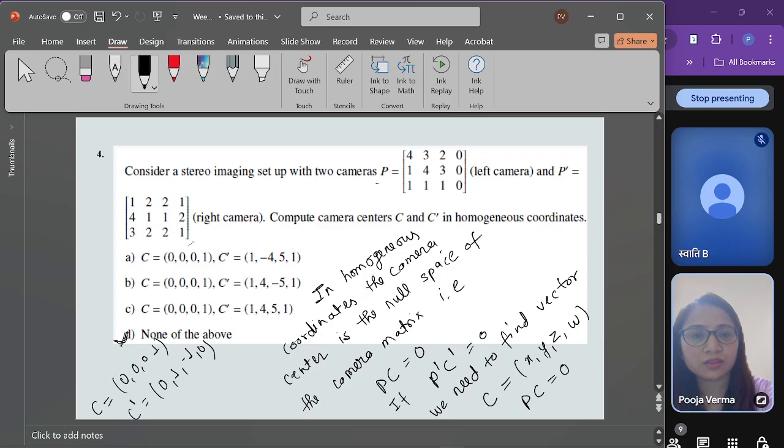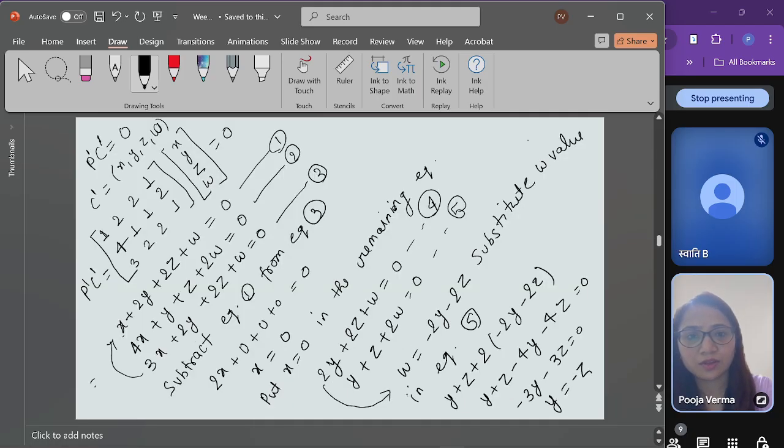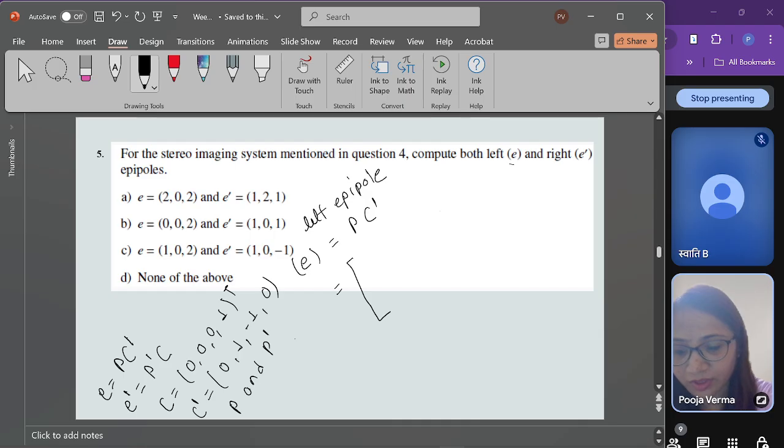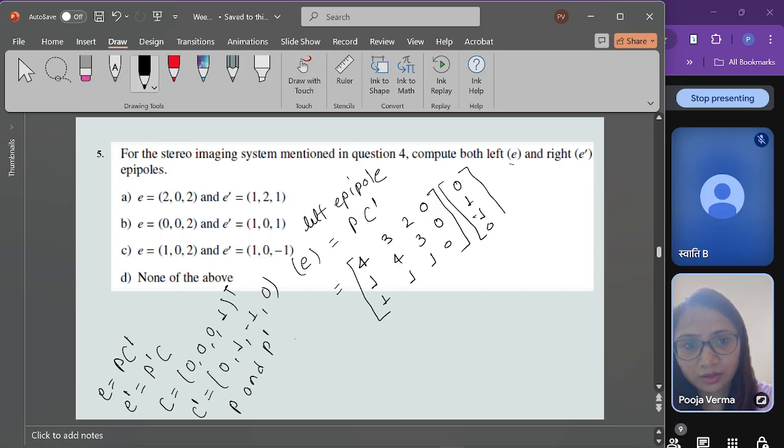Left camera matrix is this one, and right camera matrix P dash is this one. Already it is given. So for this we can write P as 4 3 2 0, 1 4 3 0 and 1 1 1 0. Now C dash, already we have calculated, is 0 1 minus 1 0. So it is just a multiplication of these two matrices.